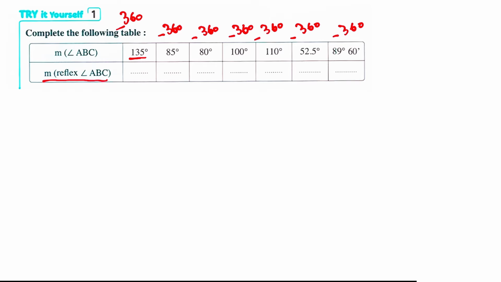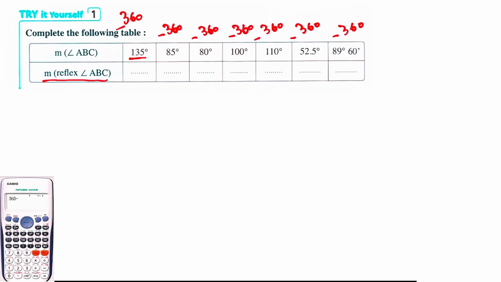You do subtraction from 360, you use the calculator and do it. 360 minus. The specific numerical value we are focusing on is 135. This number can be broken down into 100 plus 30 plus 5.